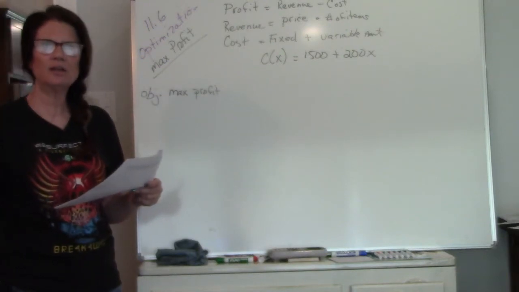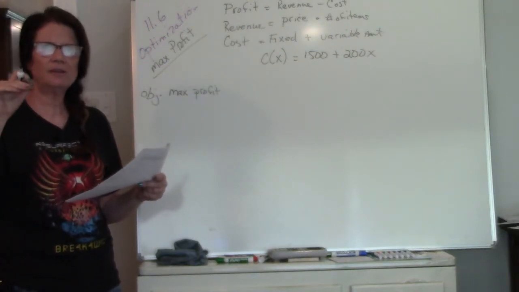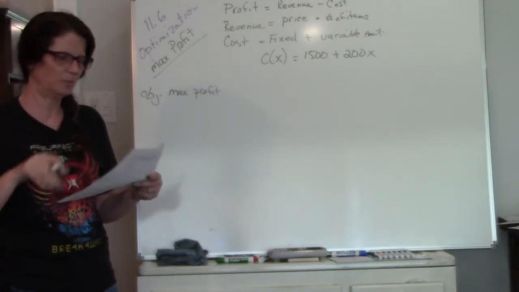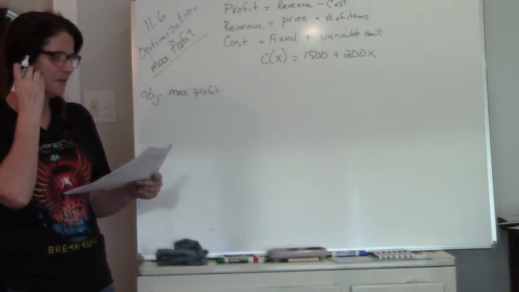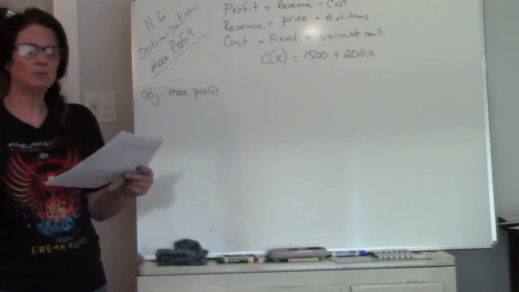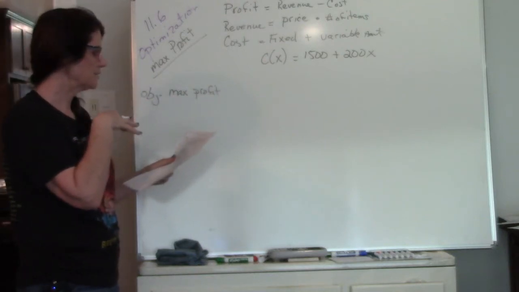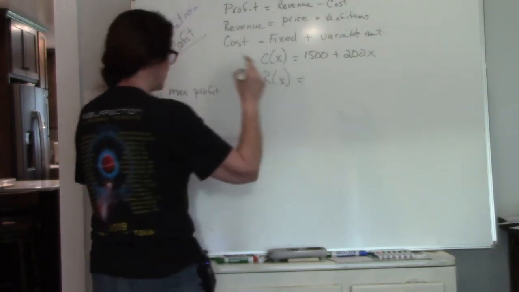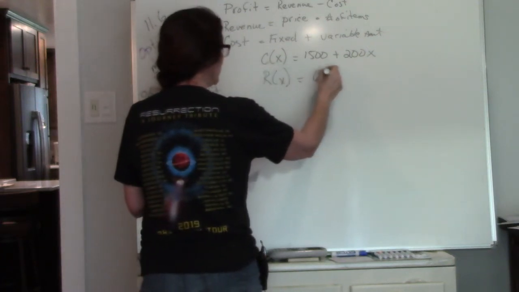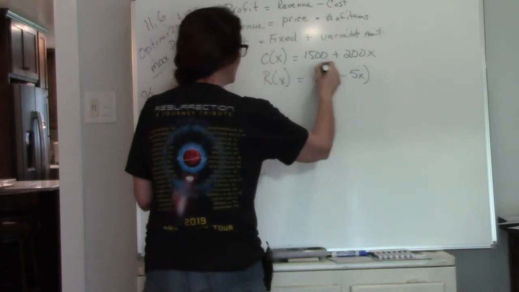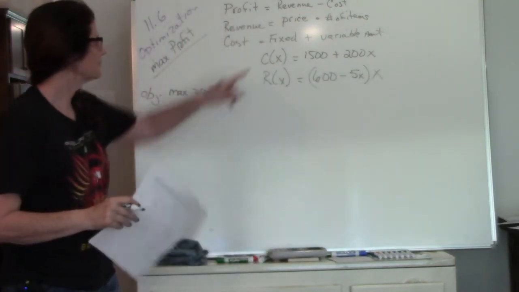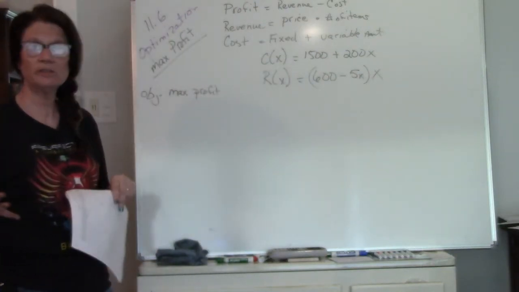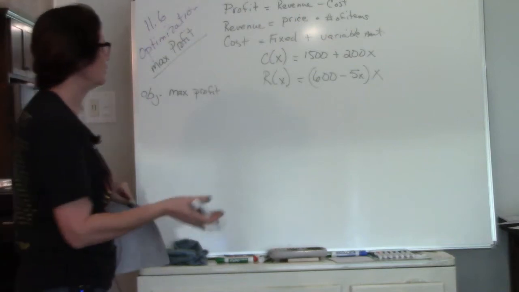Now all of these are on Canvas. If you just scroll down and look for 11.6 optimization, you'll find the problems that I'm doing. This is what we would do in class. Now we need revenue. Revenue is the price times the number of items. So our revenue is 600 minus 5x times x. Now we're good to go. We have our revenue and our cost function.